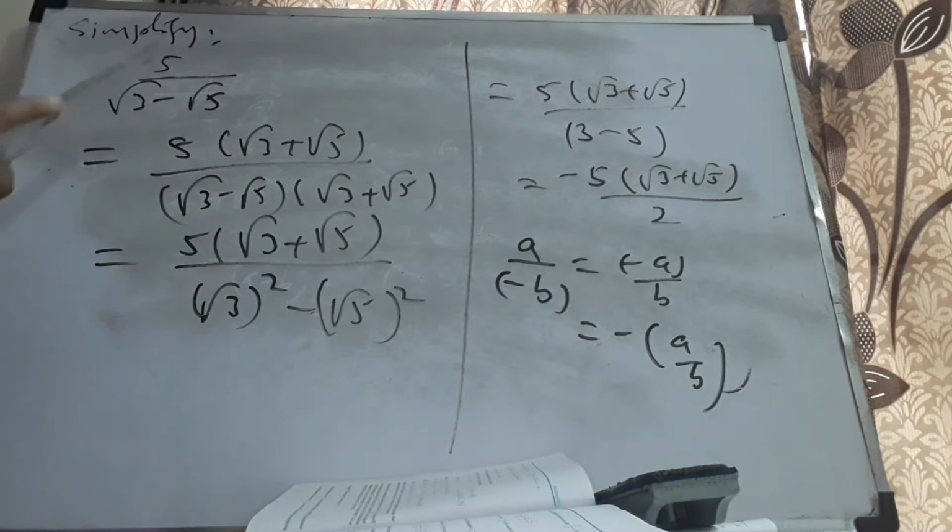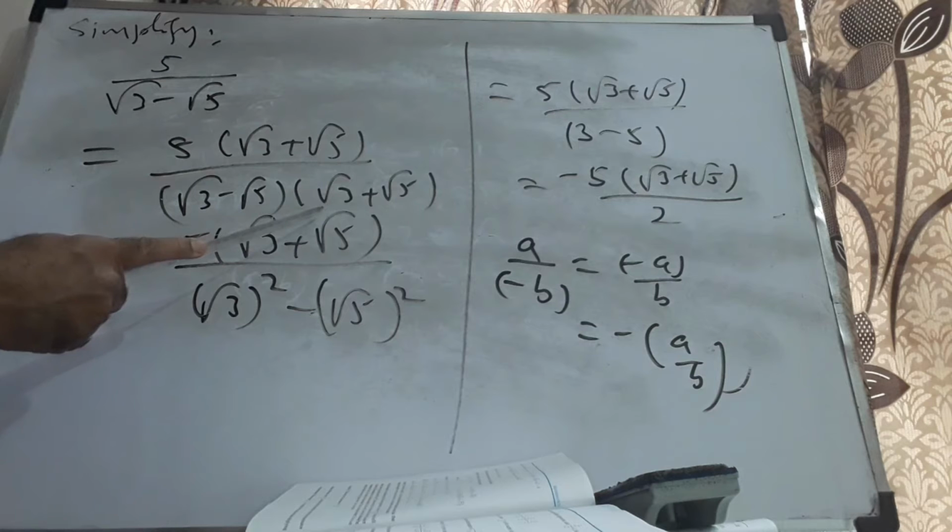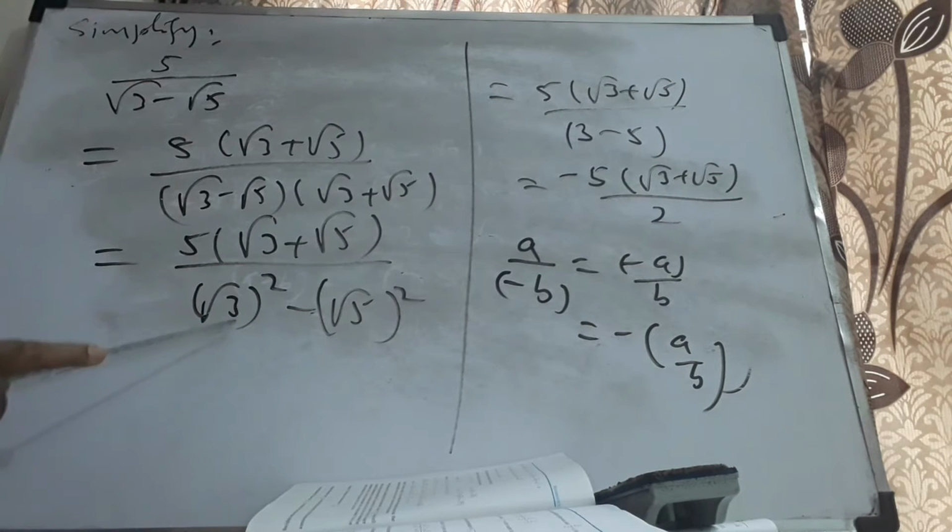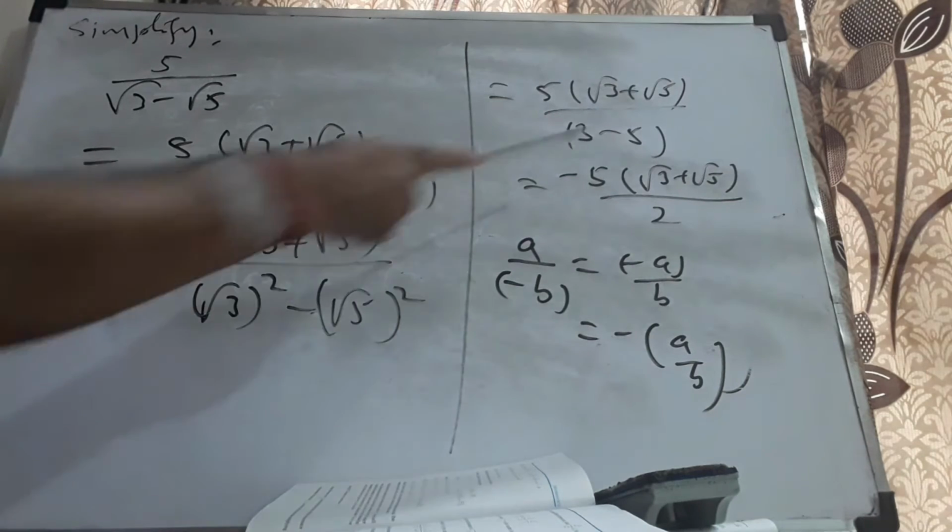Let me repeat. 5 divided by root 3 minus root 5, that's the question given to you. Multiply and divide by root 3 plus root 5. Now for 5 into root 3 plus root 5, divided by root 3 whole square minus root 5 whole square. This is because of the formula a plus b into a minus b. Now root 3 whole square is 3, root 5 whole square is 5.